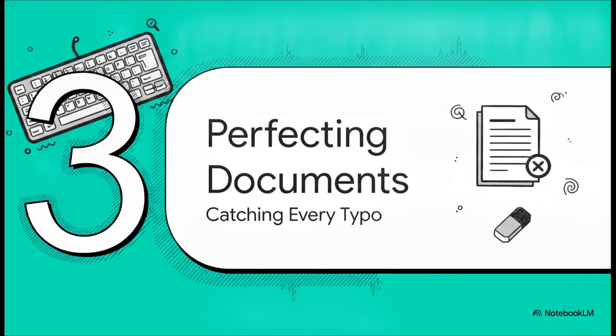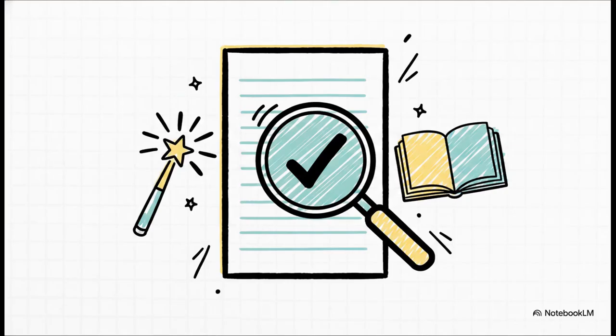Section 3. Perfecting documents in Word, catching every typo. Now that we're comfortable navigating, let's jump into Word and eliminate any fear of typos. Forget hunting through endless menus. F7 is basically your magic wand for spelling, grammar, and finding that absolute perfect word. Just hit F7 to open your proofing pane, Alt plus F7 to jump straight to your next typo, and Shift plus F7 to instantly pull up the thesaurus. It's a total game changer for whipping up professional documents quickly.